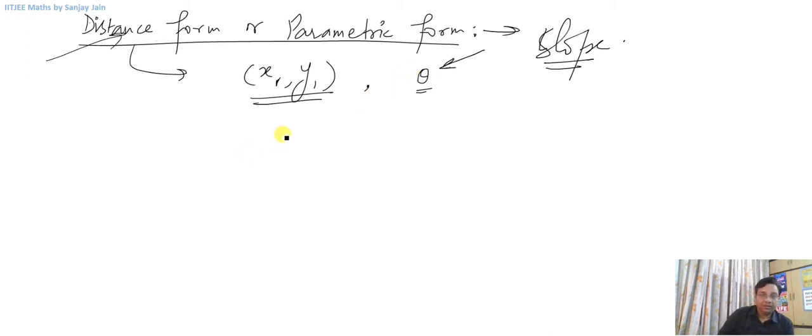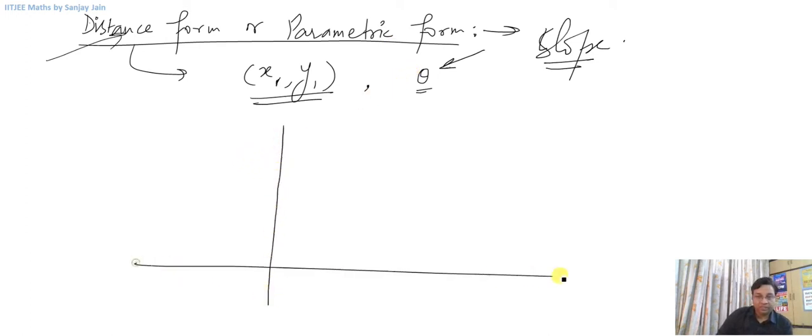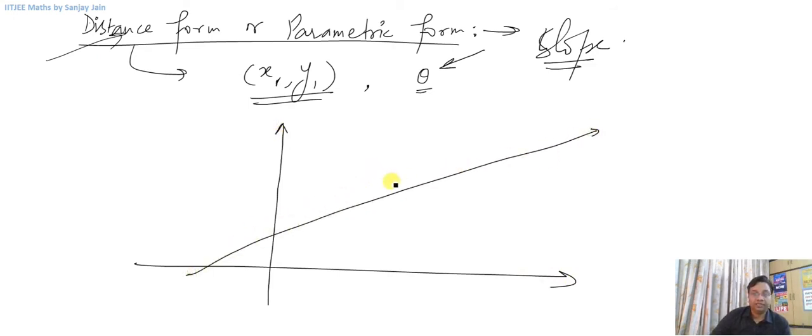Okay, so let us consider this coordinate axis. All right, let us say we are going to write the equation for this line where I have got this point as x1, y1. And this line makes an angle theta with the positive direction of x-axis, right? These two pieces of information I've got.